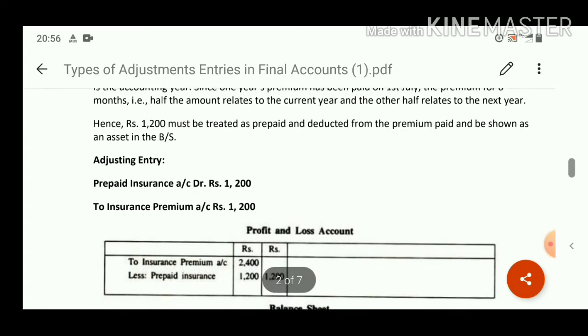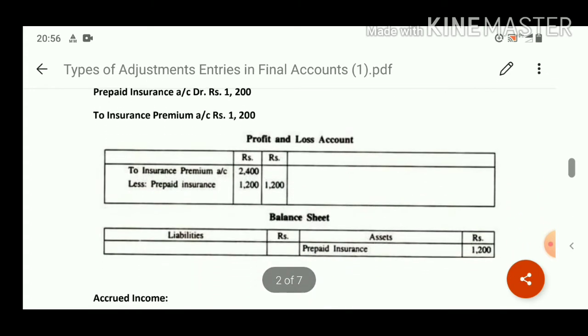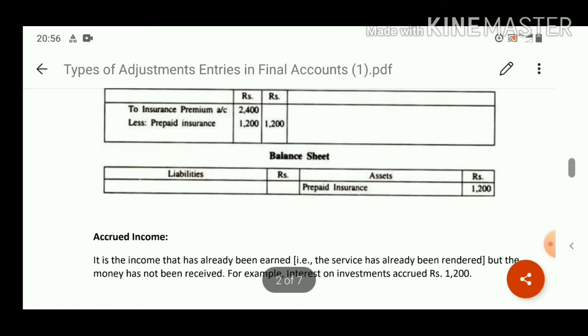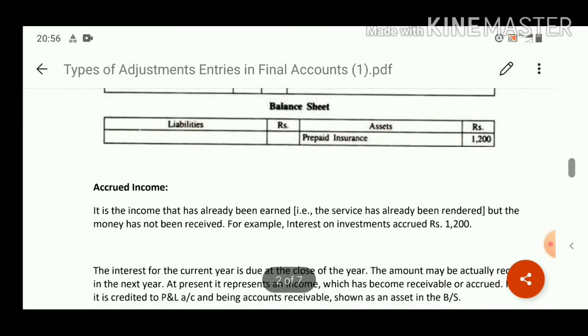So how am I going to do it? In the profit and loss account, I am going to deduct the advance premium from the total amount, that is 2400 minus 1200, and you are going to get the net insurance premium for that particular accounting period. And simultaneously I will record it on the asset side as prepaid insurance of 1200.